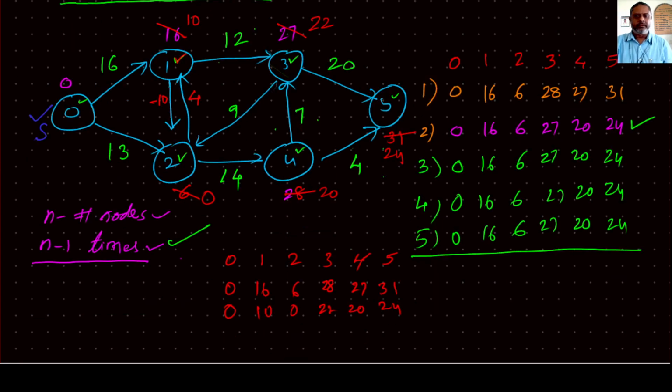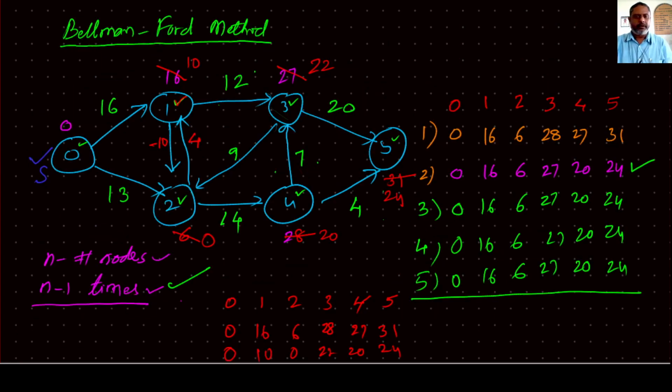Okay, what next? We have a 0 here, a 10 here. So when you start from 0, it says go to 1 with 16, but it is already reached with 10. So 10 is a better choice. Then look for 2, it says 13, 0 is already there. So you say 0 is a better choice. So neglect these two.